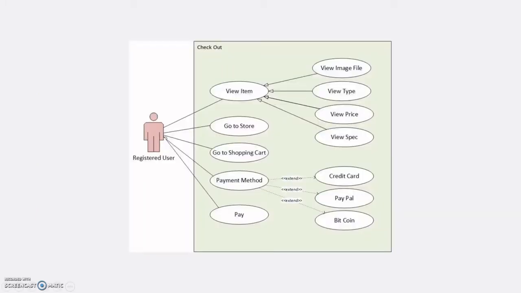This is the use case diagram for the checkout. The user can view the item, as generalized by view image file, view type, view price, view spec, go to store, go to shopping cart, and payment method, which extends to credit card, PayPal, Bitcoin, and pay.